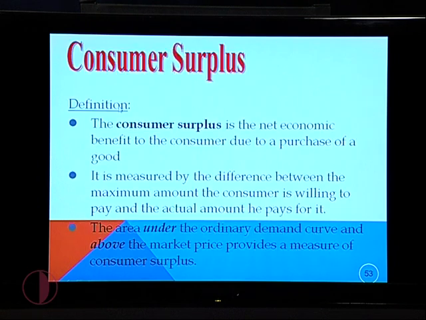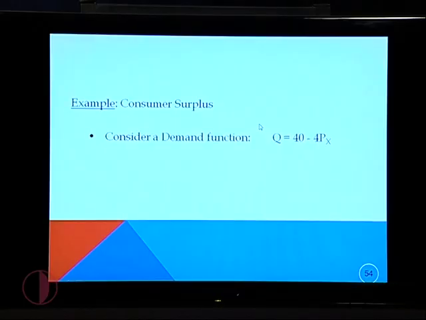The consumer surplus is the net economic benefit to the consumer due to the purchase of goods. It is measured by the difference between the maximum amount the consumer is willing to pay and the actual amount he pays for it. The area under the ordinary demand curve and above the market price provides a measure of consumer surplus. When we look at this explanation, the consumer surplus can be calculated by the given equation Q = 40 − 4Px, and suppose Px is equal to 3 euro. What is the consumer surplus?